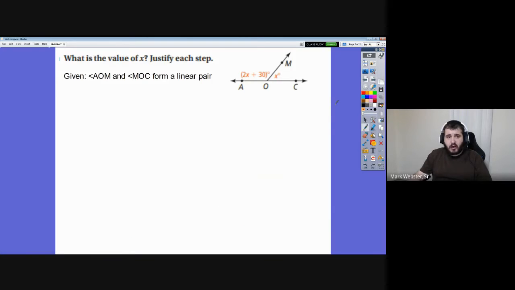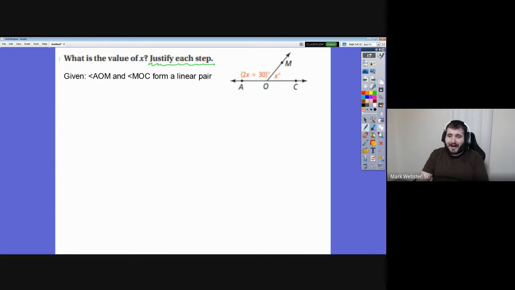Okay, so let's talk about this right here. I want to know what the value of x is, and I'm going to justify each step to get there. So look at what's given. Angle AOM and angle MOC form a linear pair together. When you are being told to justify each step, this is a specific direction here. I'm not asking you to solve an equation, although in order to do this, you will have to solve an equation. What I'm asking you to do is for each step that you write, you have to give a reason for it.